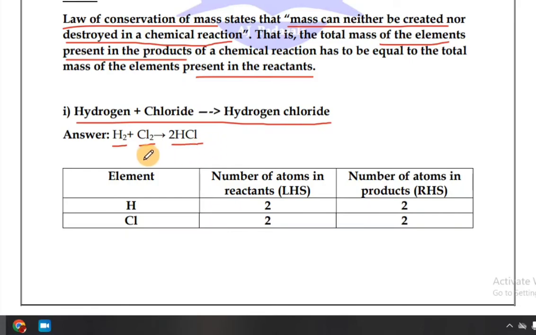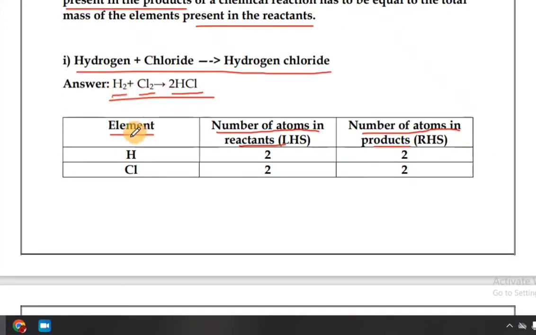Now we have to check whether the chemical equation that we have written is balanced or not. For that we have to make a tabular column like this. In the first column we have to write element, in the second column we have to write number of atoms in reactant side, that is the left hand side, and in the third column we have to write number of atoms in the product side, that is RHS, and we have to list out the elements. So for hydrogen we have written H, and for chlorine we have to write Cl.